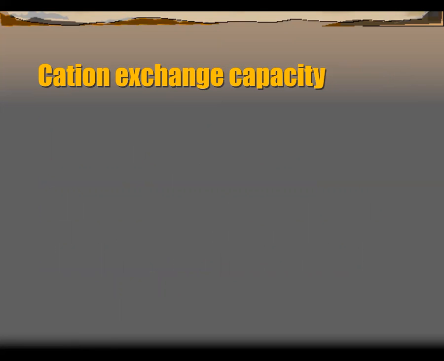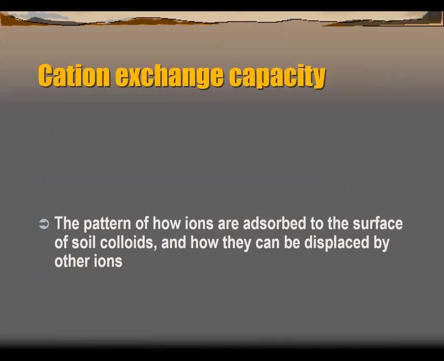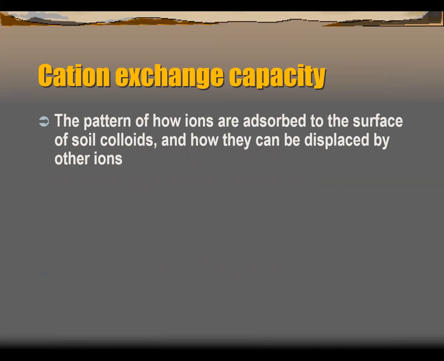So cation exchange capacity, this is something that can be measured. This is the pattern of adsorption of ions to soil colloids. And then it's also possible that these ions can be displaced by other ions. In some cases, by one that would be held more tightly. In other cases, just by an excess of them.